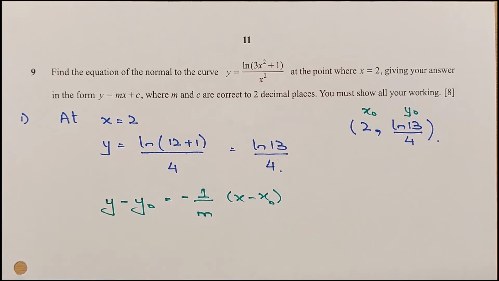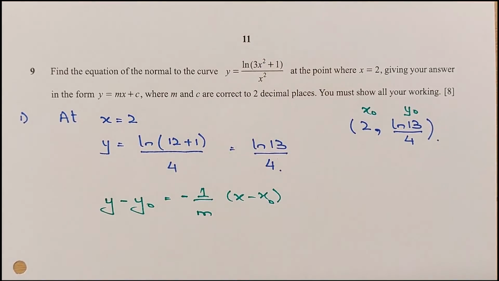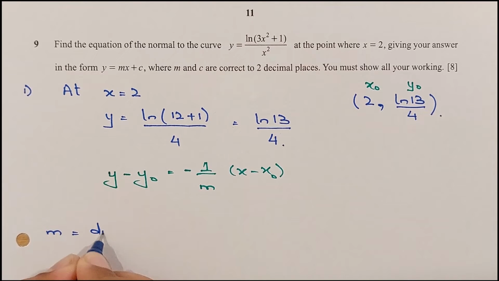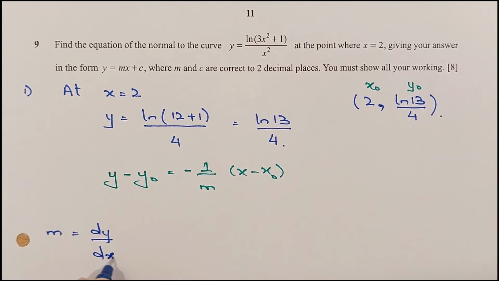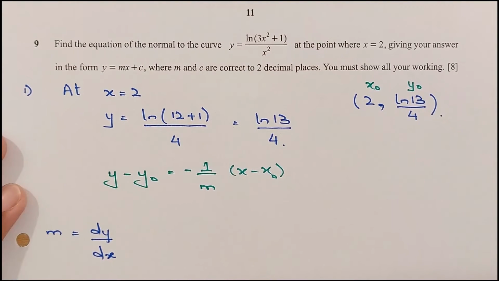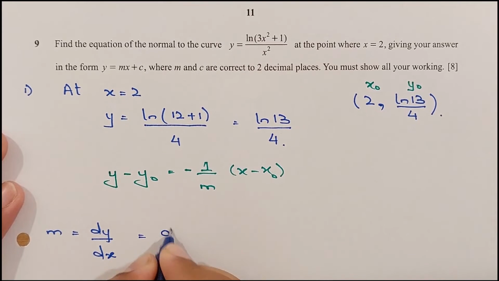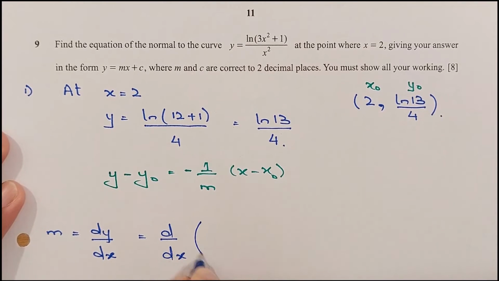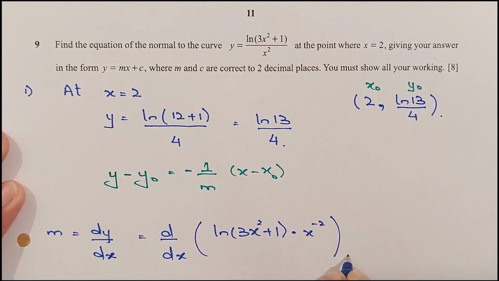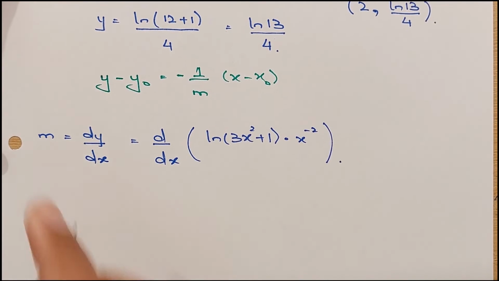Let me solve for m. M is the derivative, the gradient we can say, right? So let me solve for m. M is dy over dx. We can use a quotient rule, or if we shift the x to the numerator, we can use a product rule, right? So we can do d by dx of natural log of 3x squared plus 1 times x power minus 2. I'm doing product rule, you can do quotient as well.